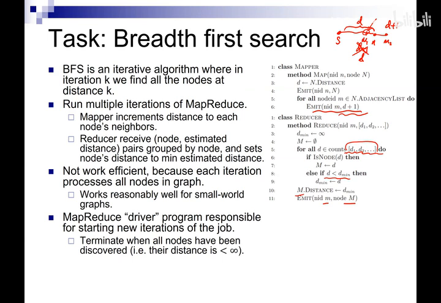And so what we're going to do is add a new driver program, which is going to check whether we still need to keep running more iterations of this MapReduce program. If we've discovered all of the nodes, then at that iteration we can stop. So the driver program is responsible for detecting that condition.